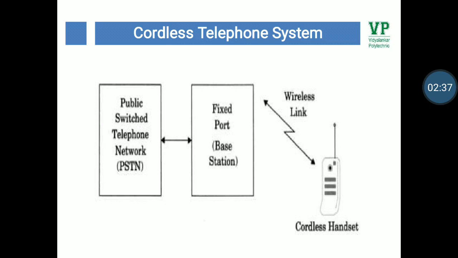Cordless telephone system. The cordless telephone systems are full duplex communication systems. They use radio frequency electromagnetic waves to connect the base station to a portable handset. The block diagram of cordless telephone system is shown in the figure.